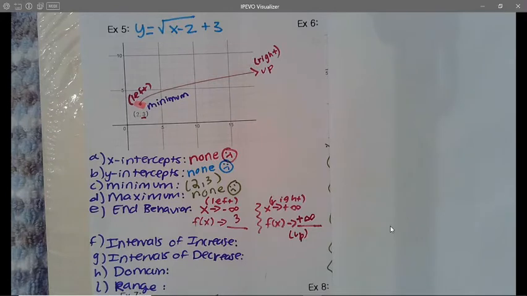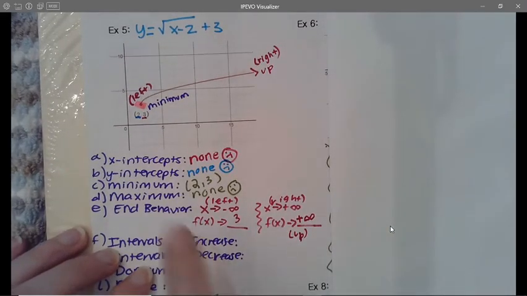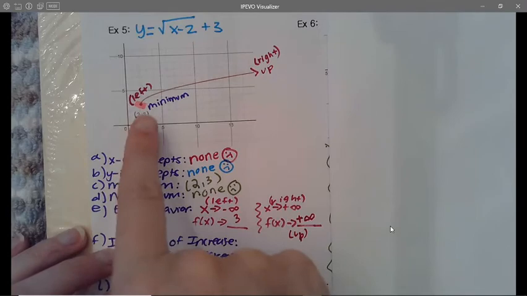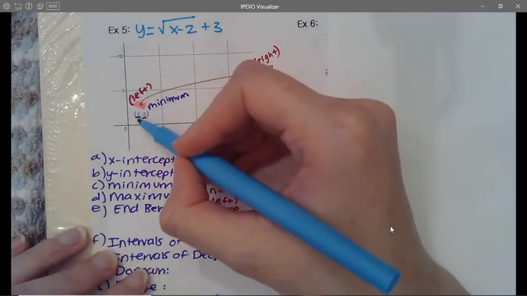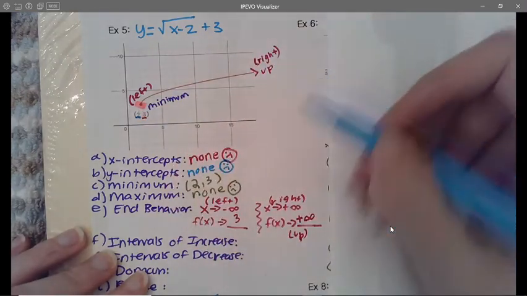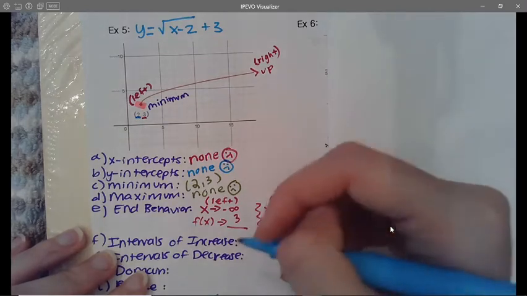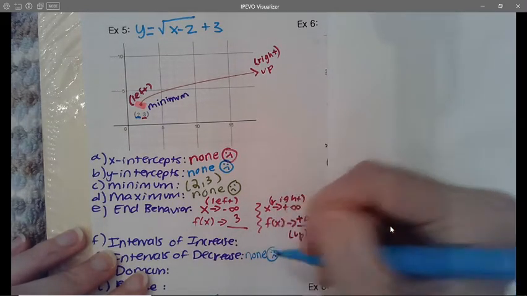Now, don't forget, when you do intervals of increase, we want to know the x values that cause the graph to increase. So this will always occur at this point, and it'll be whatever the x value is, because I want to know which x values cause the graph to increase. Okay, so we're going to start at 2 on the x, because that's our start point. And we're going to be increasing forever, so unfortunately we're going to have another sad face. The decrease will be none on this one. Man, so many sad faces.